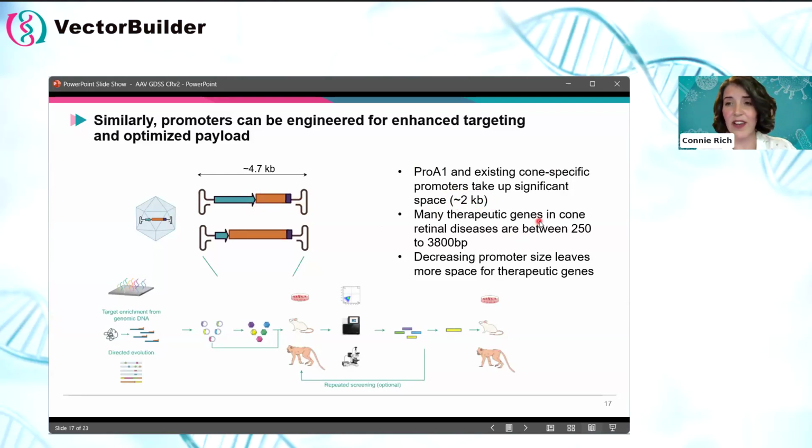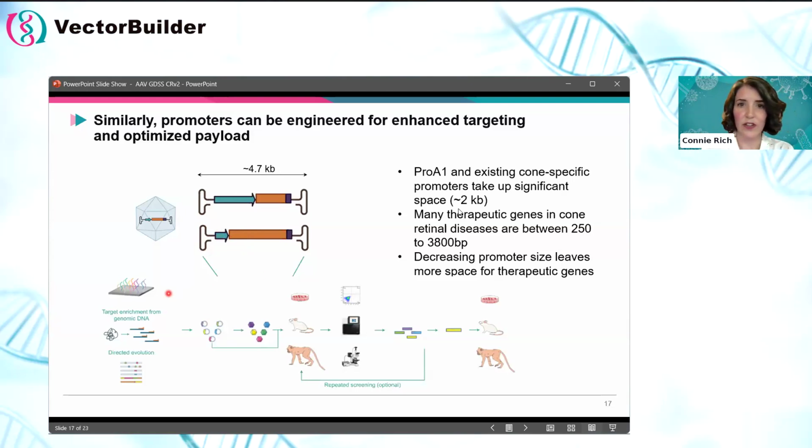And these therapeutic genes are by and large pretty big. Some of them are smaller, around 250 base pairs, but others reach well over 3 kb, which puts them out of the range of possibility for our standard sort of AAV backbone. So screening for a decreased size promoter will leave a lot more space for therapeutic genes and allow just a lot more flexibility, a lot more optimization.